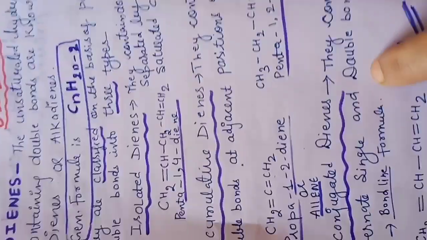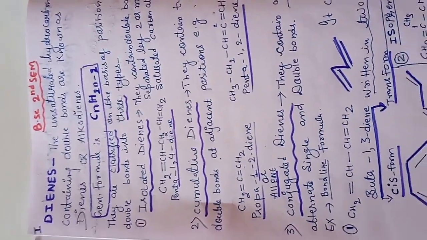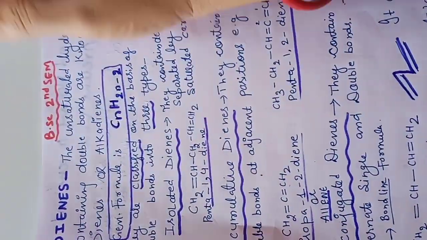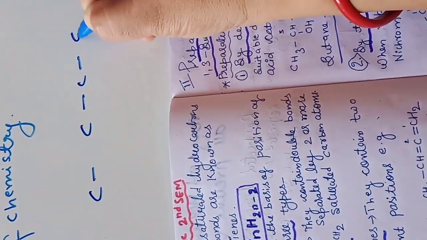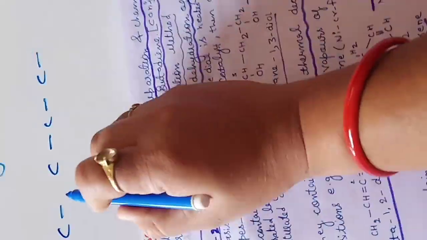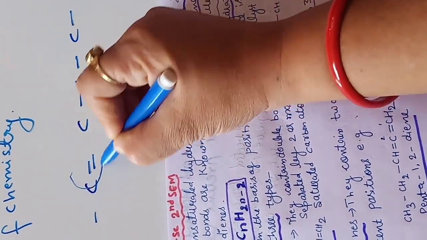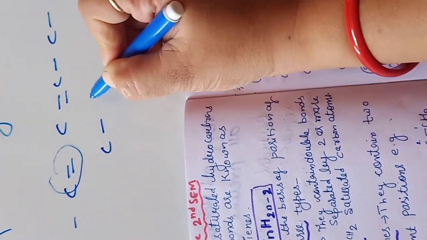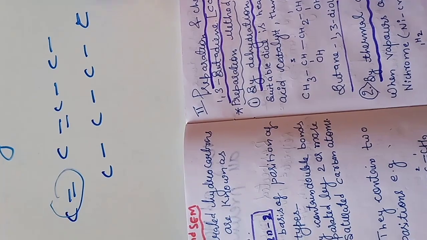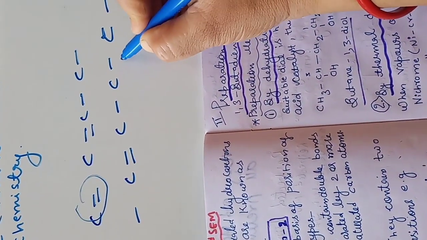So let me first introduce what dienes are. In organic compounds, we know there is a straight chain. These are the saturated compounds, but if a double bond is there, they are termed as alkenes. But when two double bonds are present in any chain, they can be termed as dienes.